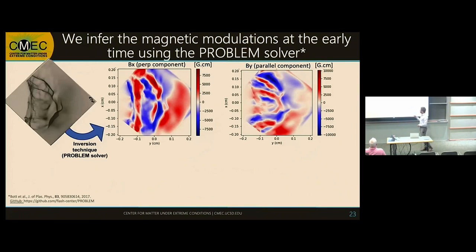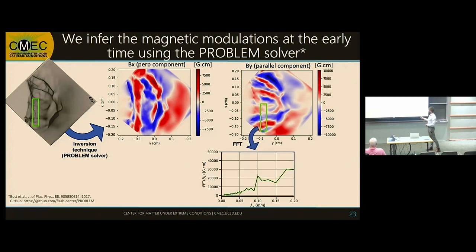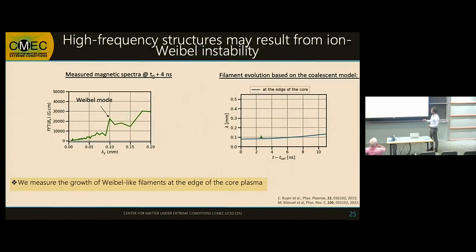So to infer the origin of the instability, we characterize those filaments. To do that, we first estimate the magnetic distributions using the inversion technique based on these proton images. So from these proton images, we estimate the 2 components of the magnetic field. Then the idea is to analyze the regions where we've got filaments. Doing an FFT, we observe a dominant mode around 100 micrometers. So then this 100 micrometer filament was compared with some model.